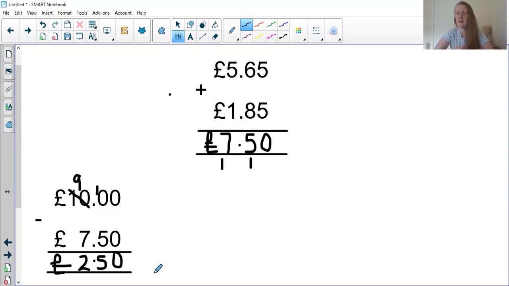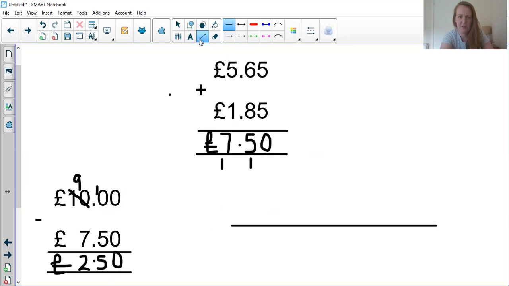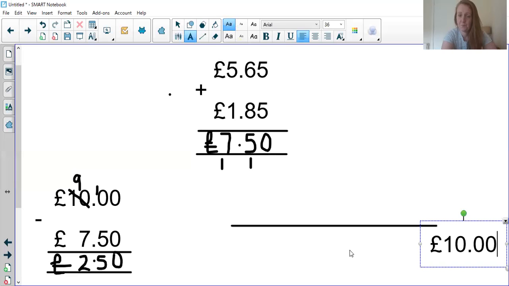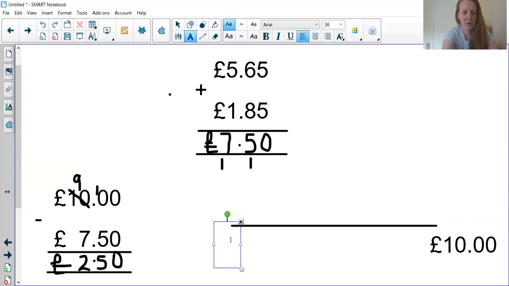Now, when we're looking at giving change from £5, £10 or £20 notes, it's quite tricky because of all of these zeros that you've got to look at. So we can use our method of counting on, which we use quite often. So if I draw myself a number line here, and I put on the end of my number line £10, because that's how much I've got in total. And I put here how much I've spent. So that's my £7.50 here on my number line.